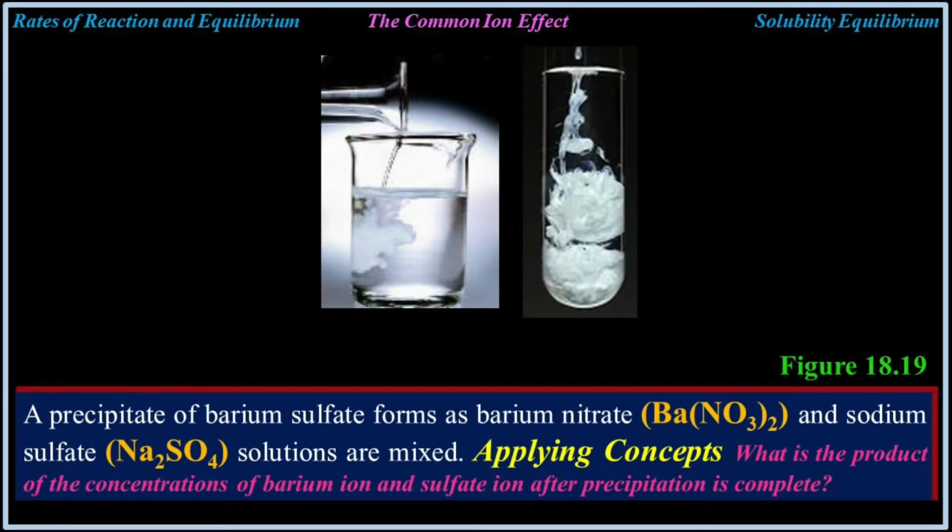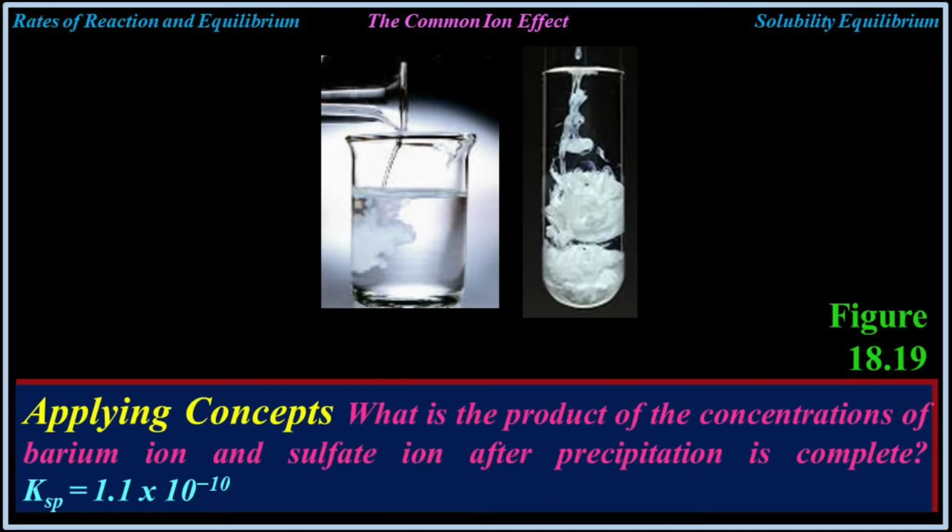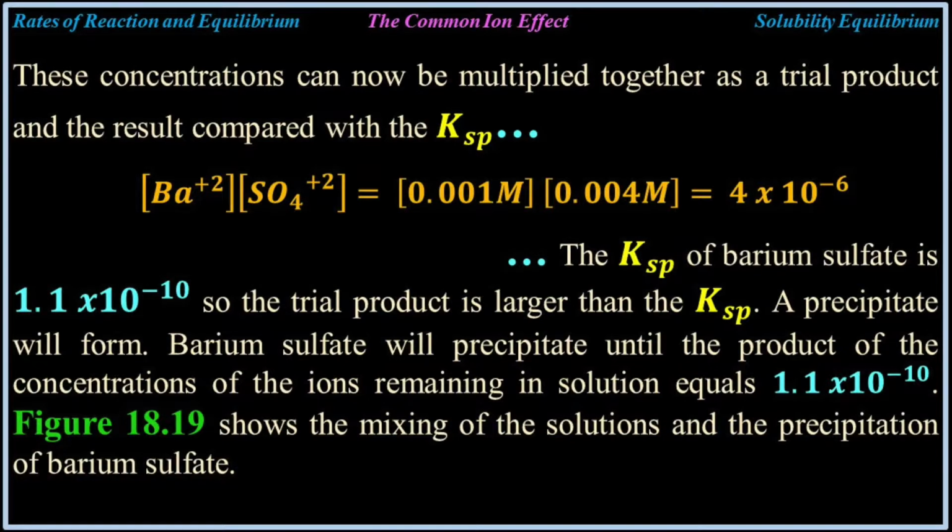A precipitate of barium sulfate forms as barium nitrate and sodium sulfate solutions are mixed. Applying concepts: what is the product of the concentrations of barium ion and sulfate ion after precipitation is complete? KSP is 1.1 times 10 to the negative 10, and there are no units.